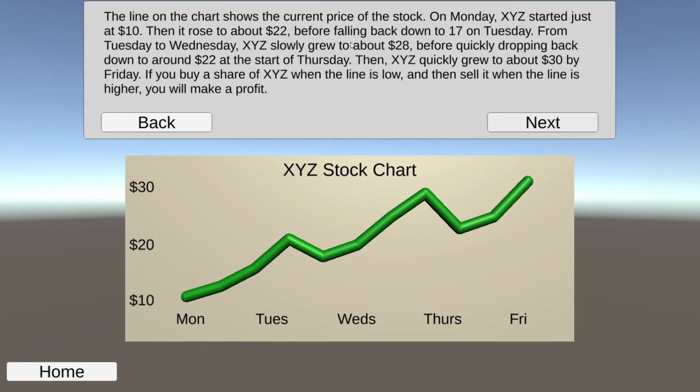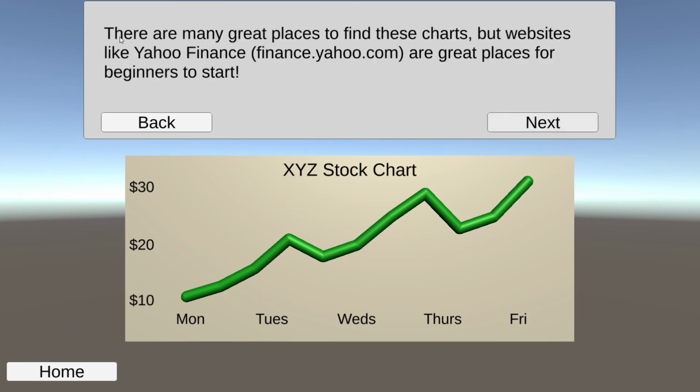I also, in the next slide, recommended a website for people to find actual information about the stocks they want to be investing in, which is important, because I think a lot of times these stock market training games just don't tell you where to find good information on stocks to invest in. And of course, Yahoo Finance is one that's particularly good for beginners.